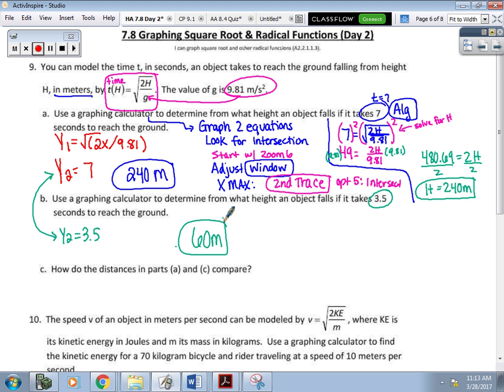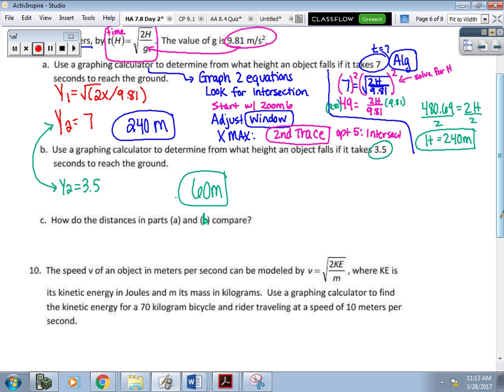Then it asks us, how do the distances in part A and B compare? So obviously some people will say, well, part A is bigger than part B. Part B is smaller than part A. Those are both correct statements. But is there something that we notice in general? Because we cut the time in half, right? 7 divided by 2 is 3.5. Did we cut the heights in half?